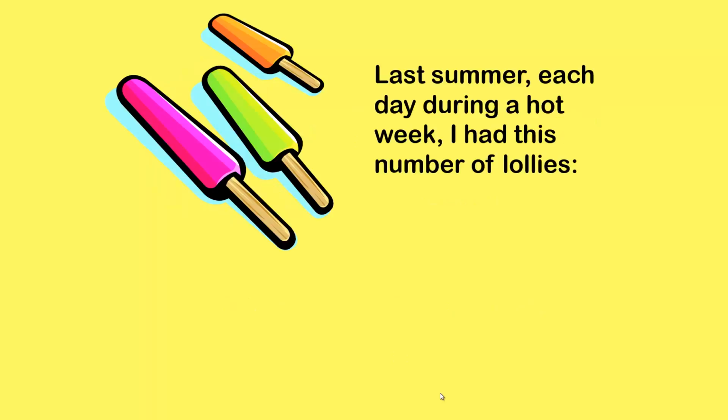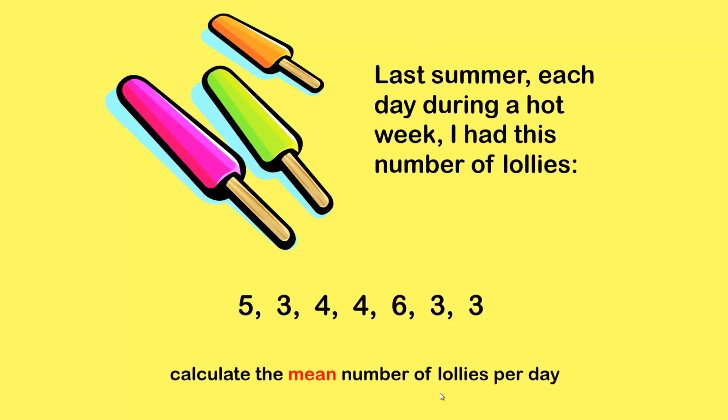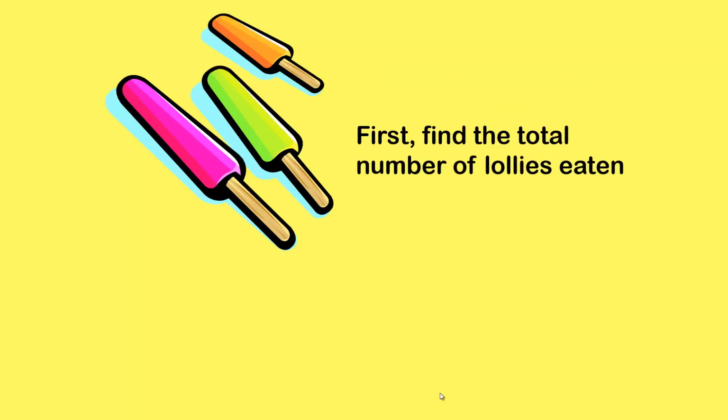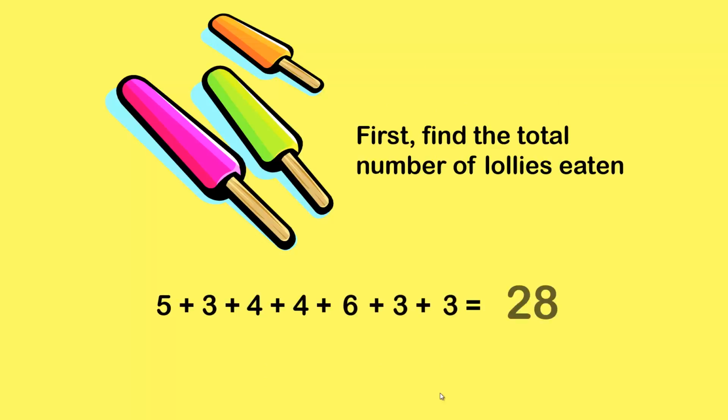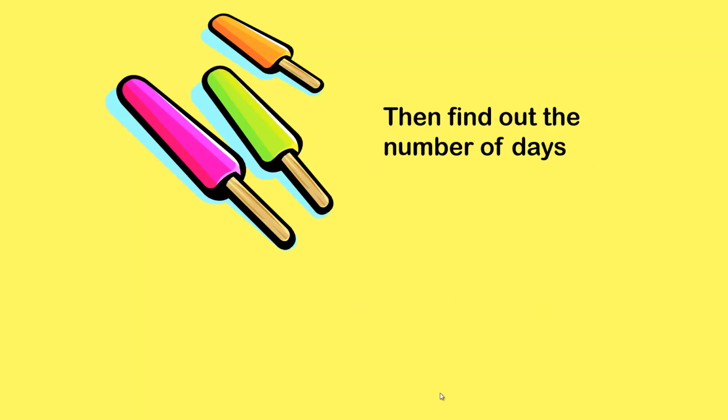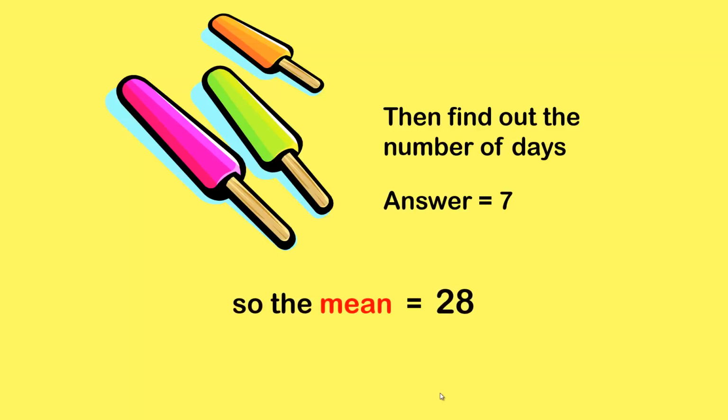Now last summer, during a hot week, I had this number of lollies per day. Now we want to work out the mean number of lollies per day. Two things we've got to do. Find the total number of lollies eaten. And if we add those up, we get 28. Now how many days was it? Or in other words, how many numbers did we have? We had 7. So the mean is the total, 28, divided by the number of numbers. 28 divided by 7. So the mean number of lollies per day is 4.